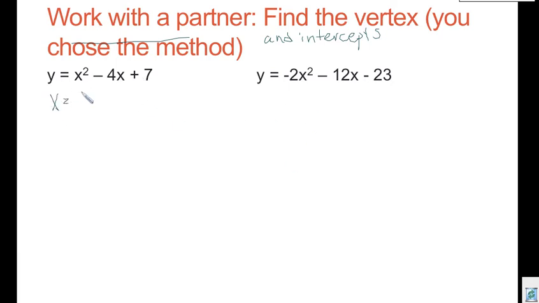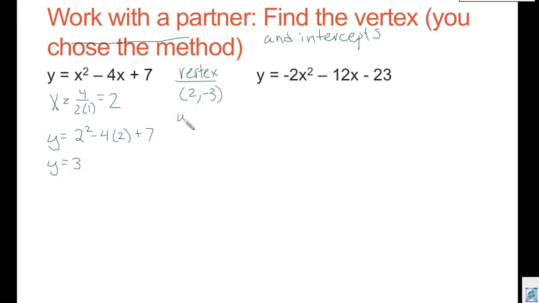So x equals the opposite of b over 2 times 1. So x equals 2. So y equals 2 squared minus 4 times 2 plus 7. So 4 minus 8 is negative 4, plus 7 is 3. So our vertex is the coordinate 2, 3. Our y-intercept, that's the easy one. 0 squared plus 4 times 0 plus 7. So it's the coordinate 0, 7.